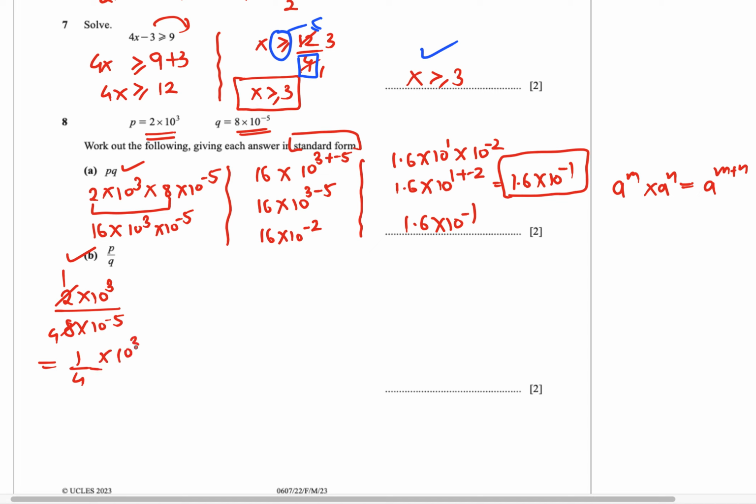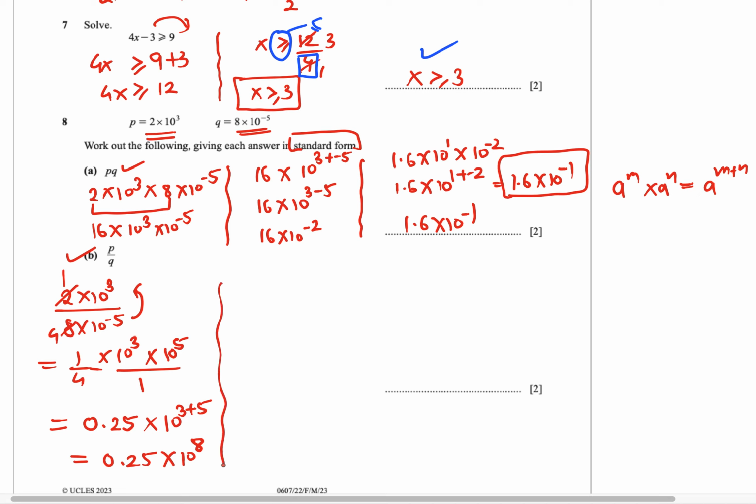Into 10 raised to 3, and this 10 raised to minus 5, if you take it up, will become 10 raised to plus 5, right? And in the numerator nothing but 1 will remain. So now 1 by 4, if we convert it to a decimal, becomes 0.25, right? And this 10 raised to 3 into 10 raised to 5 becomes 10 raised to 3 plus 5, that is 0.25 into 10 raised to 8, right?